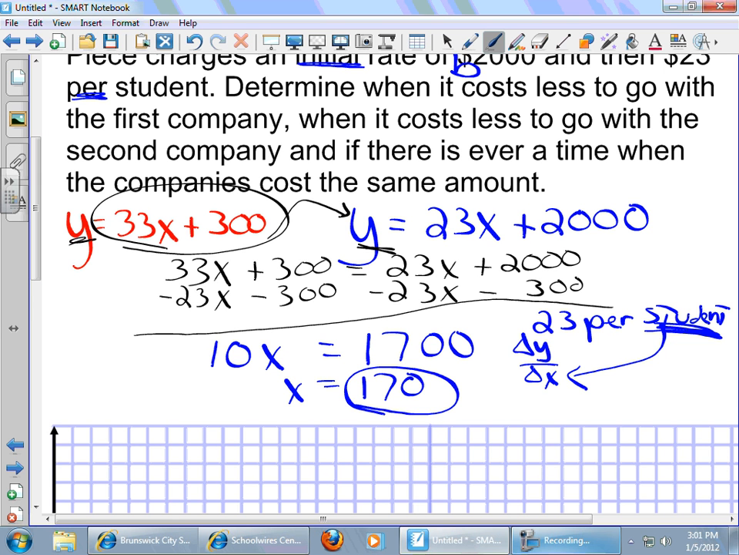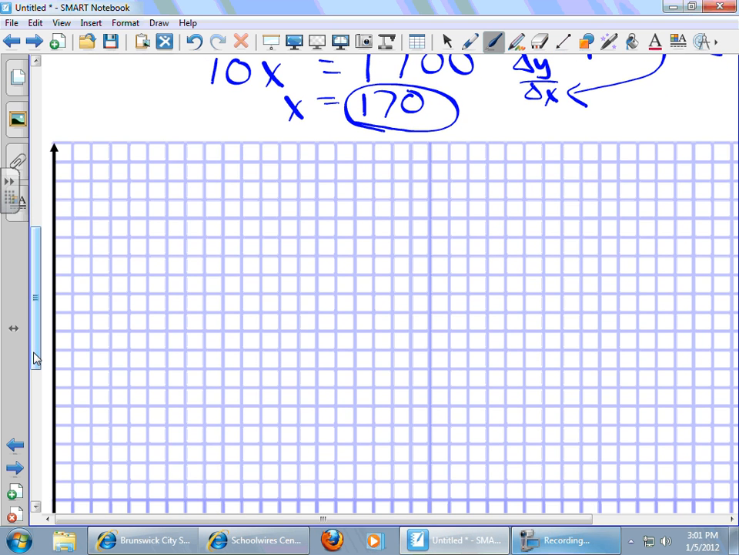Now, for the record, Edwards will usually take anywhere from 100 to 150 students a year. So 170 students would be a little bit larger school, maybe like Willits, which is larger than us. So let's take a look at this graphically.